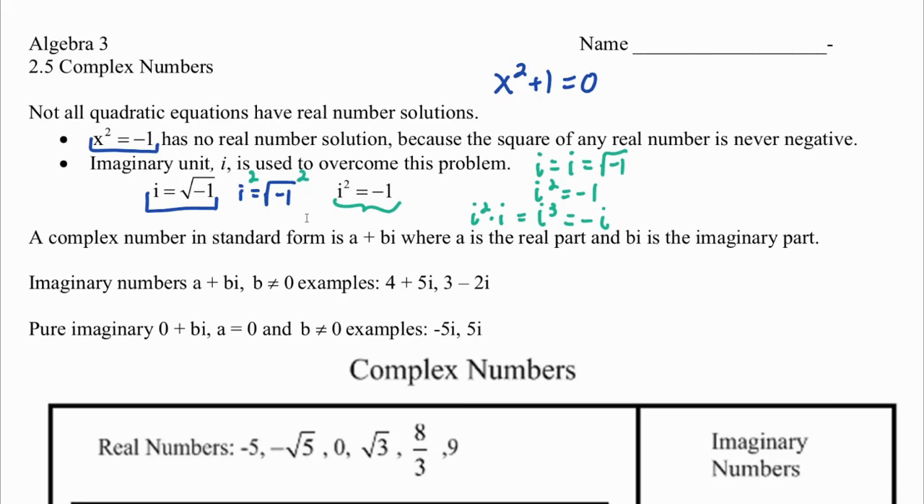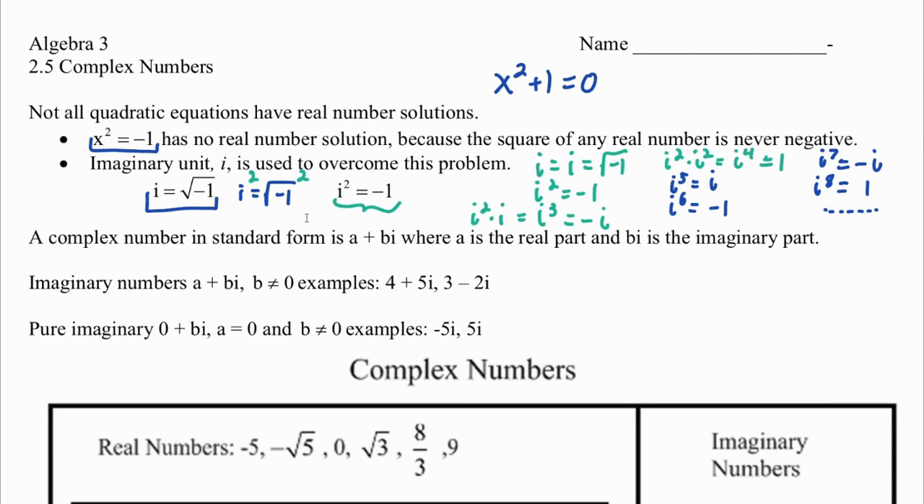And then to do i to the fourth, I could do i squared times i squared, right? That is i to the fourth. Well, again, we said i squared is -1, so -1 times -1 would be +1. And so this pattern repeats. What that means is i to the fifth would be the same as i, i to the sixth would be the same as i squared, which would be -1. i to the seventh would be the same thing as i to the third, which is -i. i to the eighth would be the same thing as i to the fourth, which would be 1. And the pattern goes on and on.